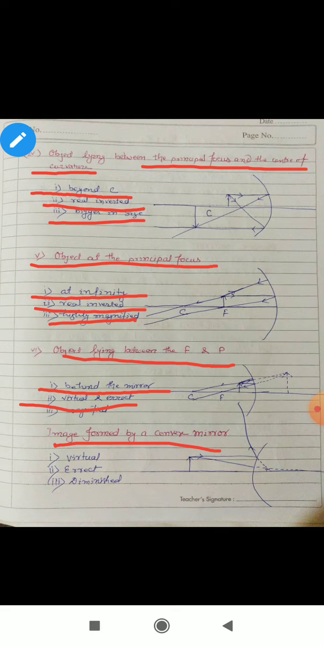what will be the property of the image formed in a convex mirror? So student, in this case also we will take two rays. One ray which is parallel to the principal axis. In a convex mirror, after reflection, it will appear to be coming from the focus. And second ray, the ray which is moving toward the focus of the mirror, after reflection, it will become parallel to the principal axis.